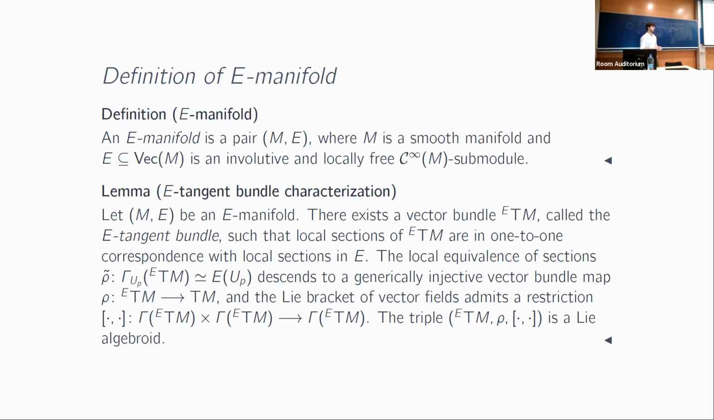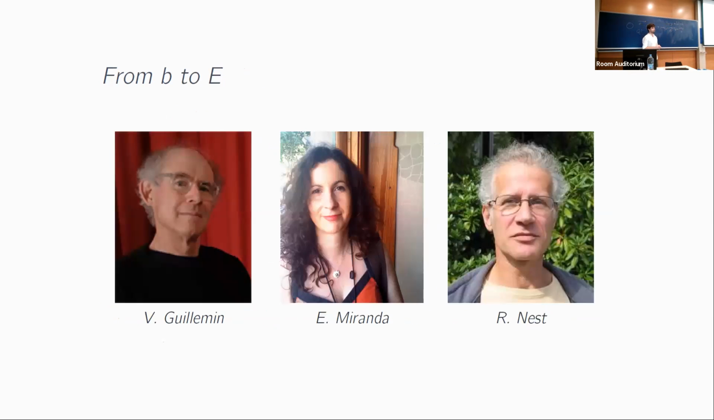And basically, you can restrict the Lie bracket of vector fields by involutiveness to this submodule. You can define locally an equivalence of sections and elements of E. And there is a kind of non-trivial, but also trivial result, which is that the anchor is generically injective. And this subtlety will come into play when we define lifts of diffeomorphisms. So now, how did we come to this story?